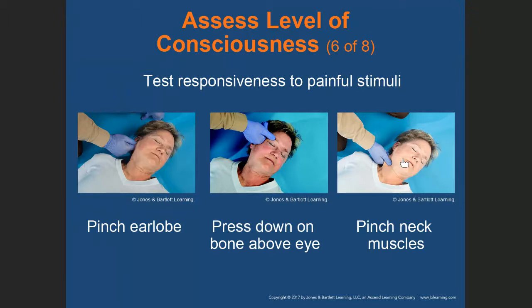And the reason for that is it's not appropriate for the female population, and you can elicit a response that bypasses the brain. So you can do a sternum rub and get a reflex, a spinal reflex response. And that's not the purpose of a painful stimuli. When we apply painful stimuli, we're trying to determine if signals are still going to the brain. So the sternum rub is not something that is taught anymore.